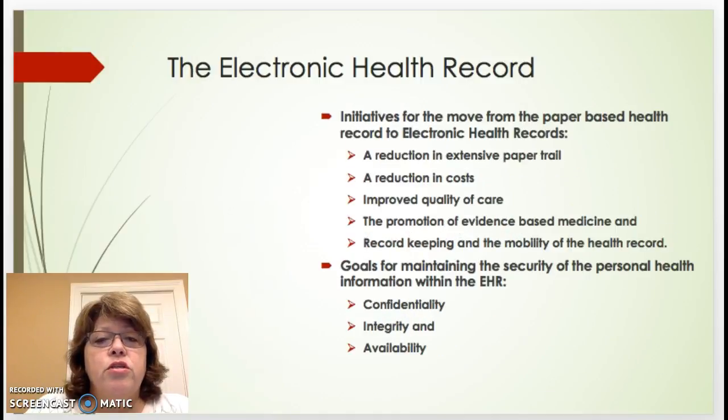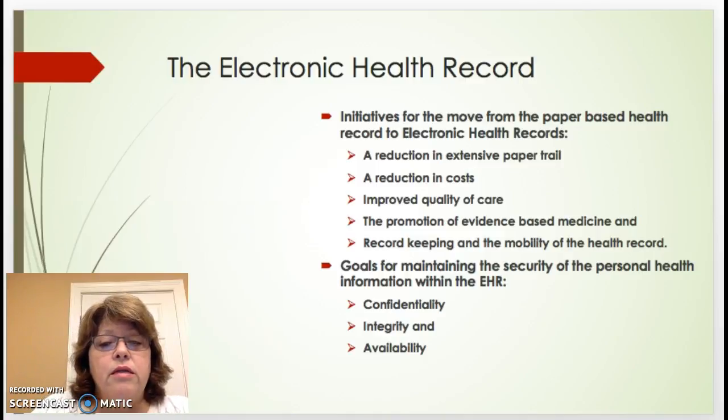There have been some initiatives for the move from the paper health record to the electronic health record, and some of these initiatives include a reduction in excessive paper trail, a reduction in cost, improved quality of care, the promotion of evidence-based medicine, and record keeping and the mobility of the health record.